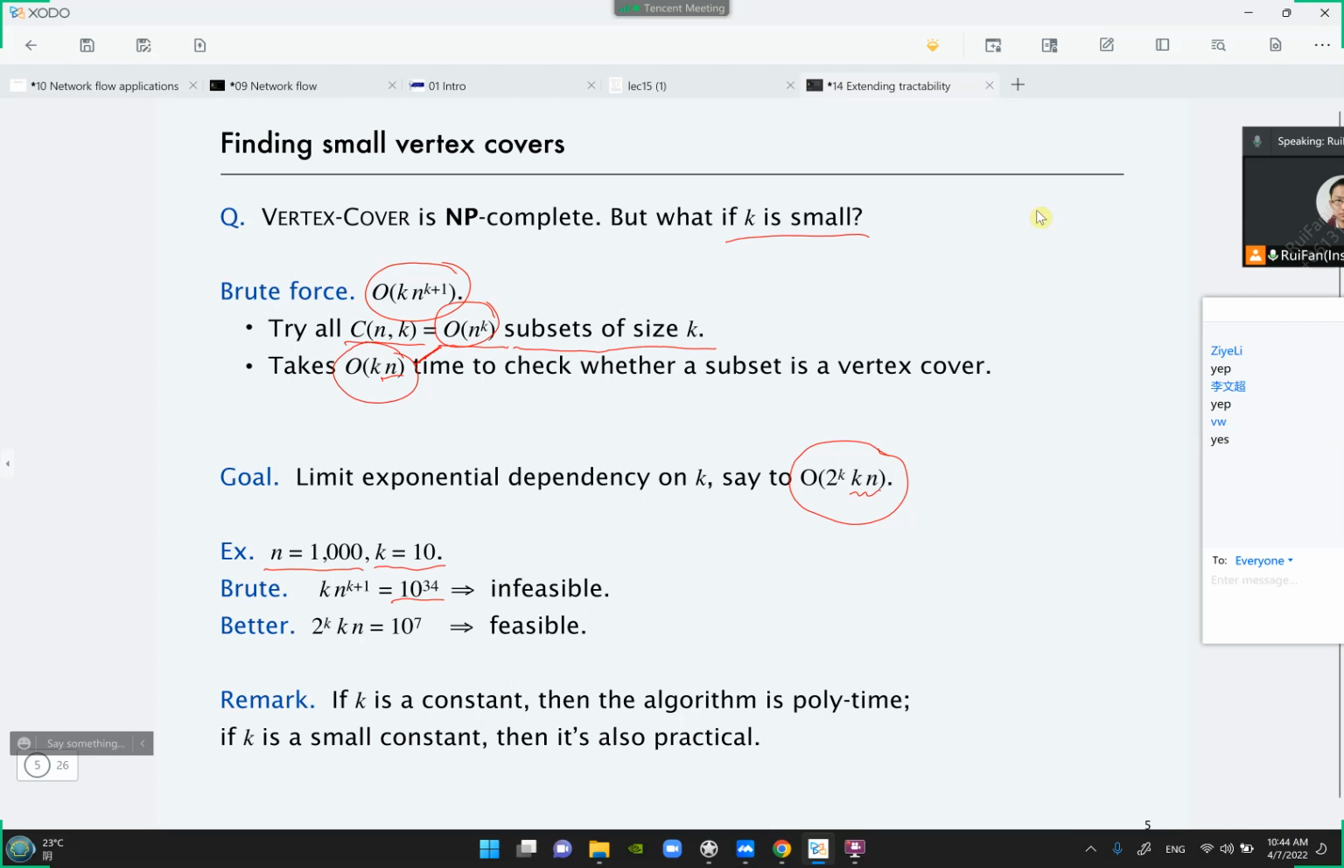For example, if your n is 1,000 and k is 10, and we can find an algorithm which has running time basically 2 to the k power, then this only takes 10 million steps, and this is quite feasible. So that's what we're going to try to do. We're still going to look for an exponential time algorithm, except a better exponential time algorithm. It's not an n to the k time algorithm. It's like a constant to the k time algorithm.